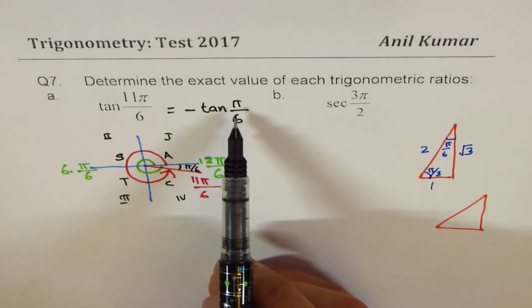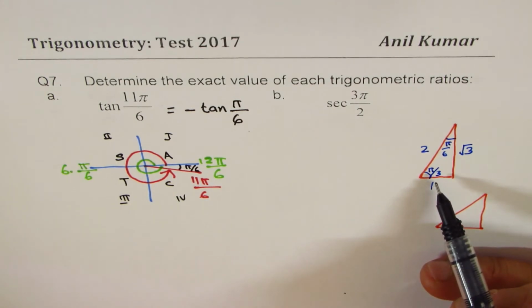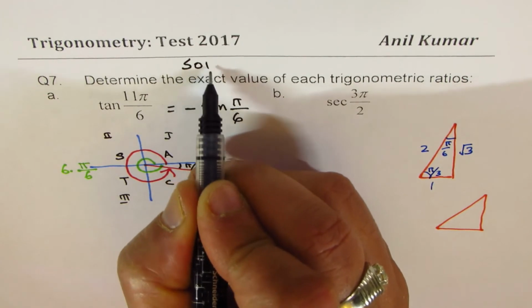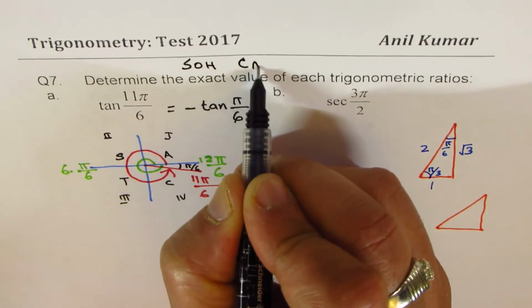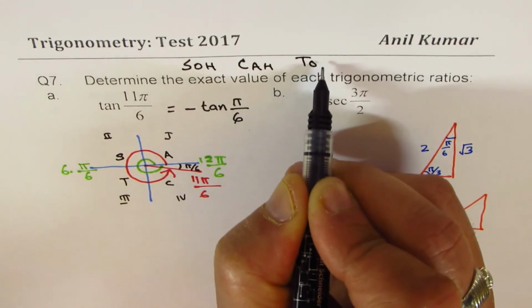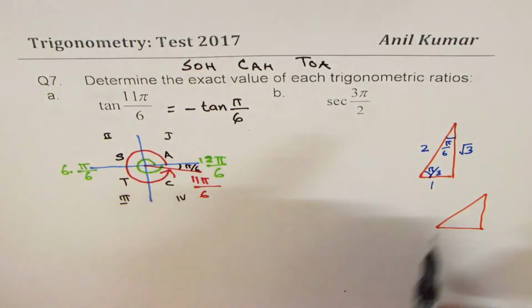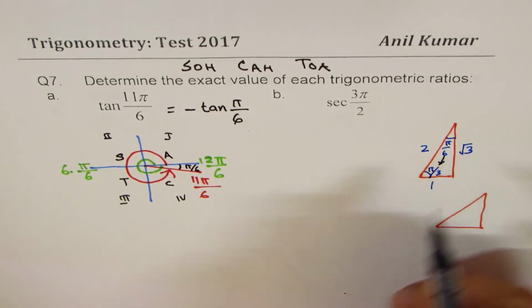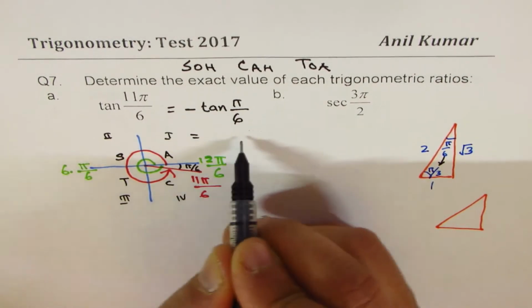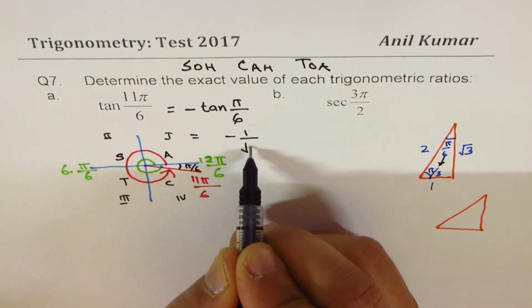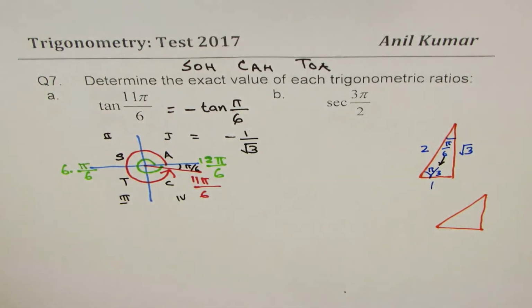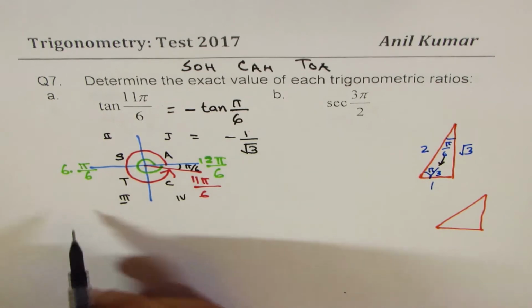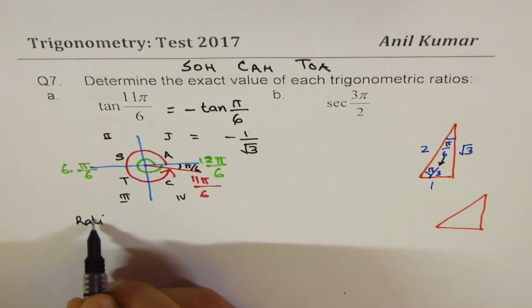That is first part. Now we'll look into this triangle. Tan is, you remember, SOHCAHTOA, right? Sine is opposite over hypotenuse. Cos is adjacent over hypotenuse. Tan is opposite over adjacent side. So if you look from this side, which is pi by 6, 1 over square root 3 is your answer. So you get minus 1 over square root 3, correct? Some of you may write this as your answer, but I'll prefer that it is rationalized. So the idea is rationalize.